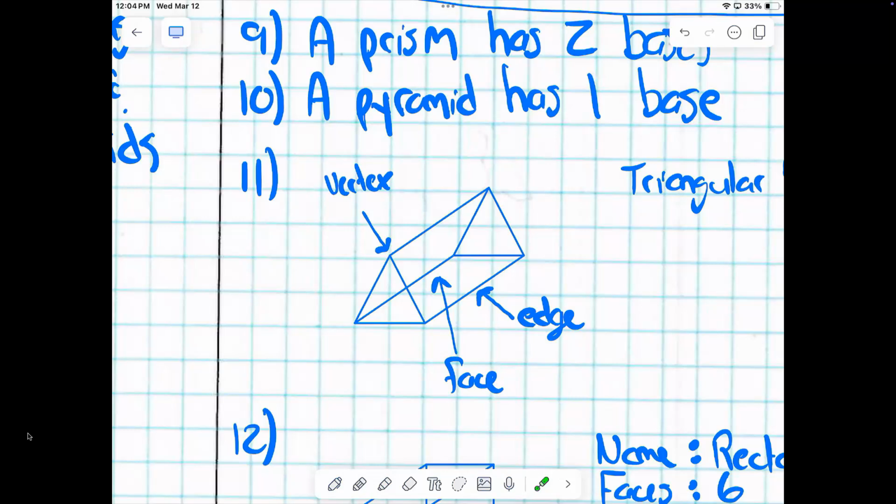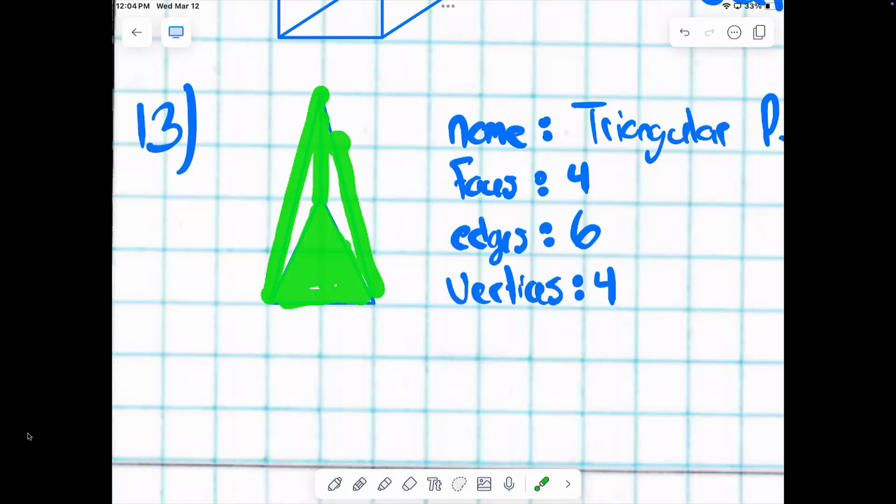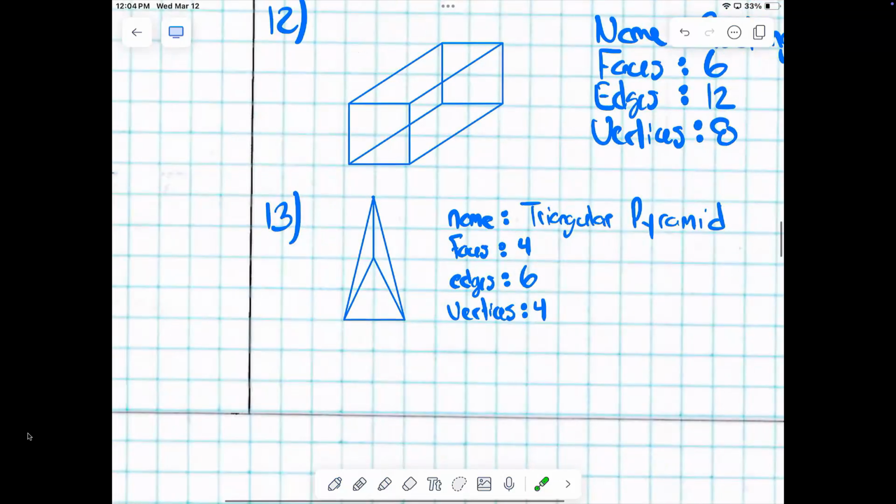A pyramid, on the other hand, only has 1 base. So in this situation, we have 1 base. It's a triangle, right? And all of the other edges and faces go to a single point. That's a pyramid, yes? Pyramids have 1 base, prisms have 2.